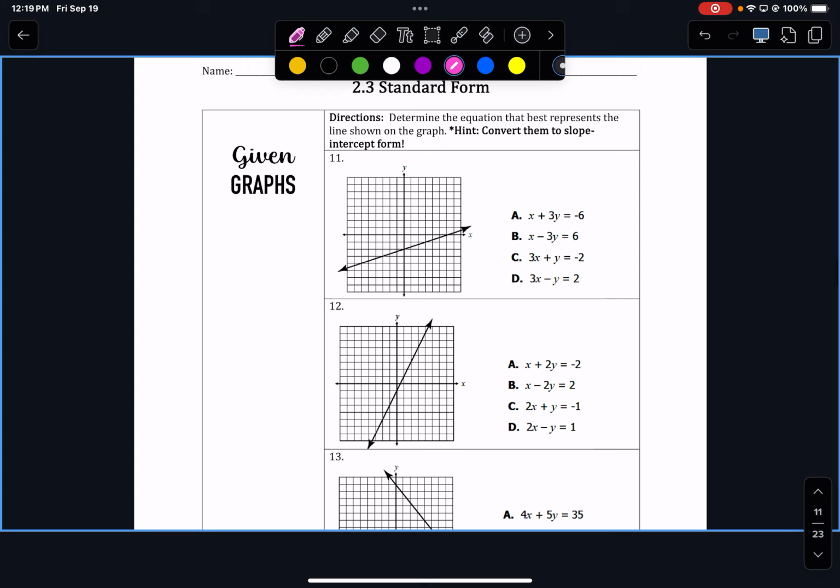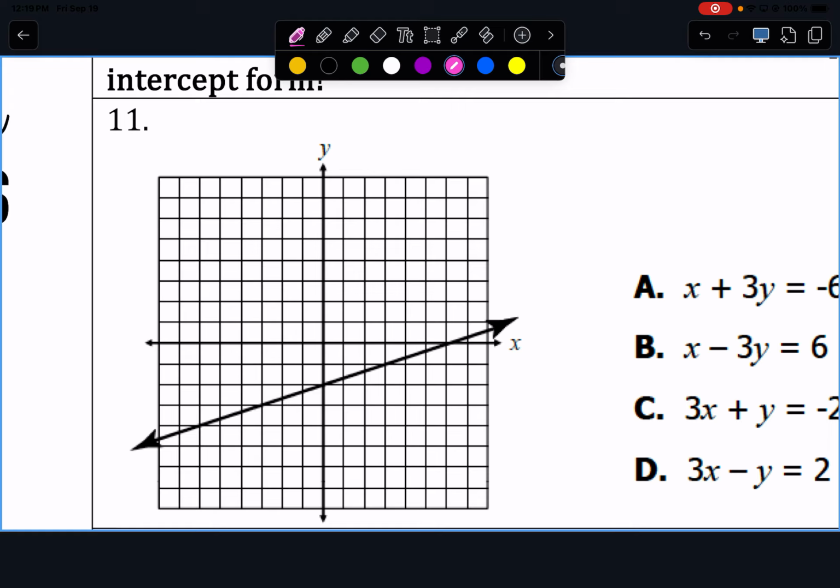All right. So we're going to go ahead and look at the back. The back gives us graphs, and we have to figure out which one of those equations in standard form matches that graph. So first, for the graph of 11, what is our y-intercept here? We are looking for a y-intercept of -2. And what is our slope? It is 1/3, because it has a rise of 1 and a run of 3.